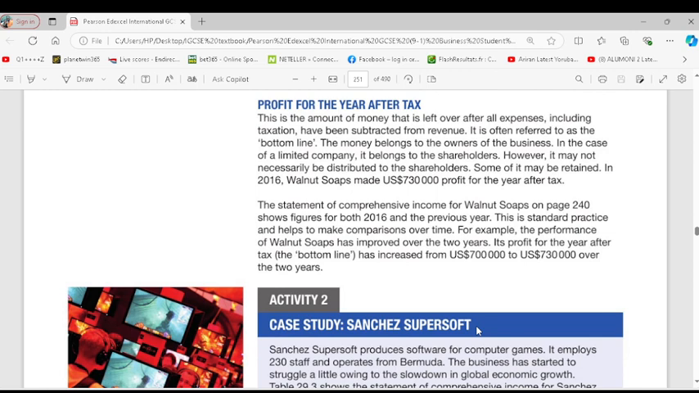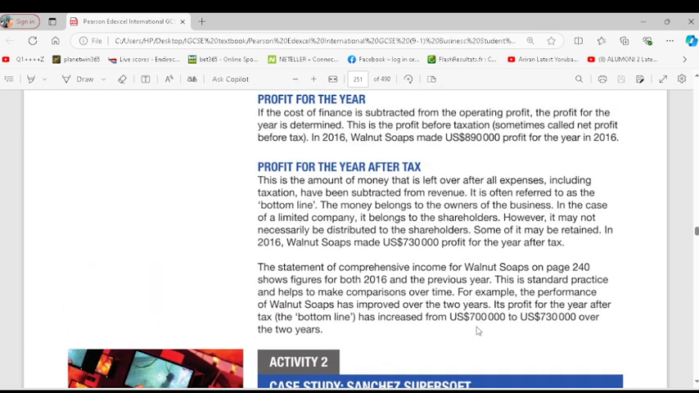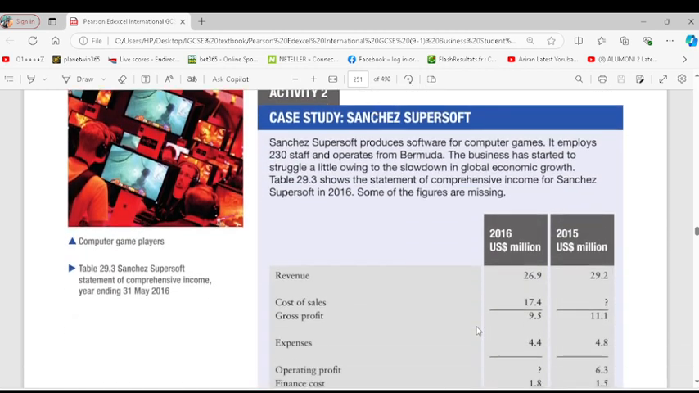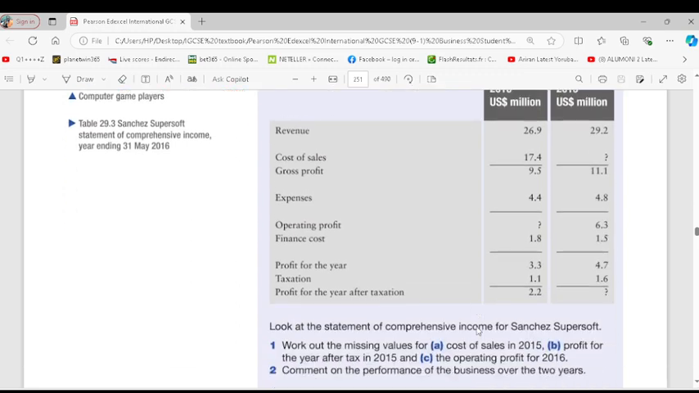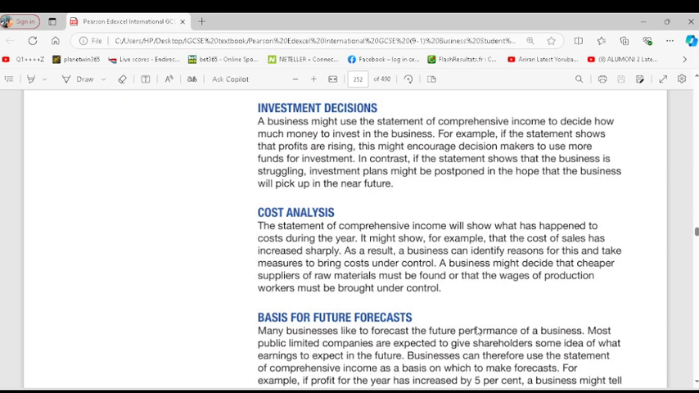Gross profit minus expenses. Then profit for the year after tax. This is the amount of tax deducted from the profit. That's your profit after tax. So what is the formula? Profit minus the percentage of tax you have to pay. Government is the one that will tell you what you have to pay in terms of tax. A certain percentage of your profit has to be paid as tax. Clear? We'll move on.